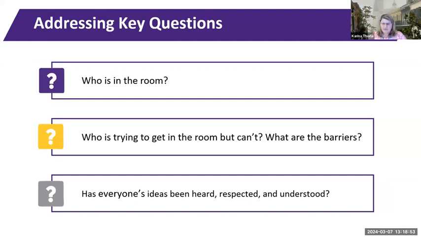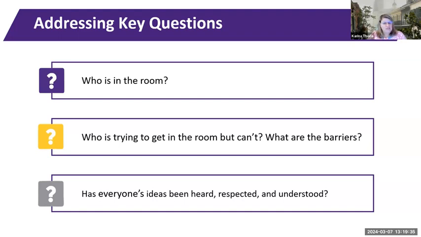So universal design for learning helps to address key questions. The first question is, who is in the room? I kind of briefly touched on this just a little while ago. Now, UDL considers the diverse range of students present in a classroom or a learning environment when designing and implementing instructional strategies. Its emphasis is the importance of recognizing and addressing the individual needs and strengths of all students, including those with disabilities, cultural differences, language barriers, and varying learning styles.